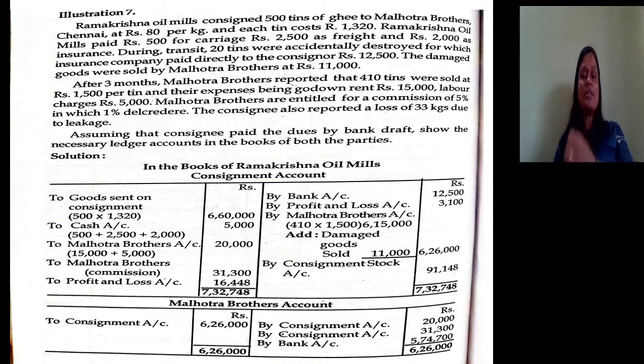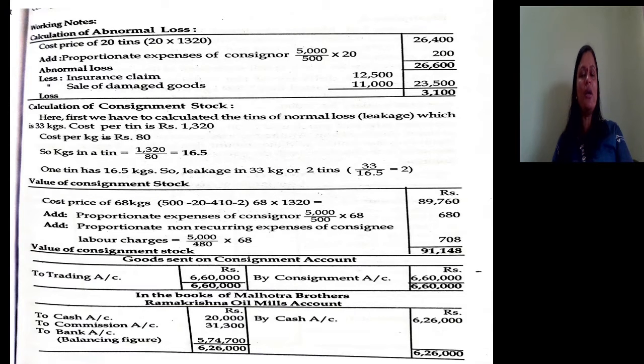Ramakrishna Oil Mill consigned 500 tins of ghee to Malhotra Brothers, Chennai at rupees 80 per kilo, and each tin cost rupees 1320. See, one tin cost 1320 divided by per kilo cost, that is 80. 1320 divided by 80, you will arrive at what exactly a tin consists of. A tin consists of 16.5 kgs of ghee. So kgs in a tin is equal to total cost per tin divided by cost per kilo.